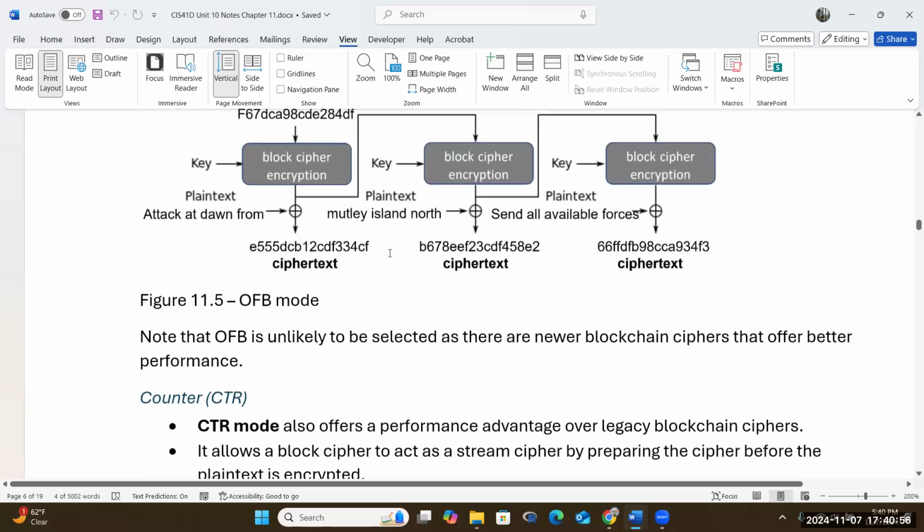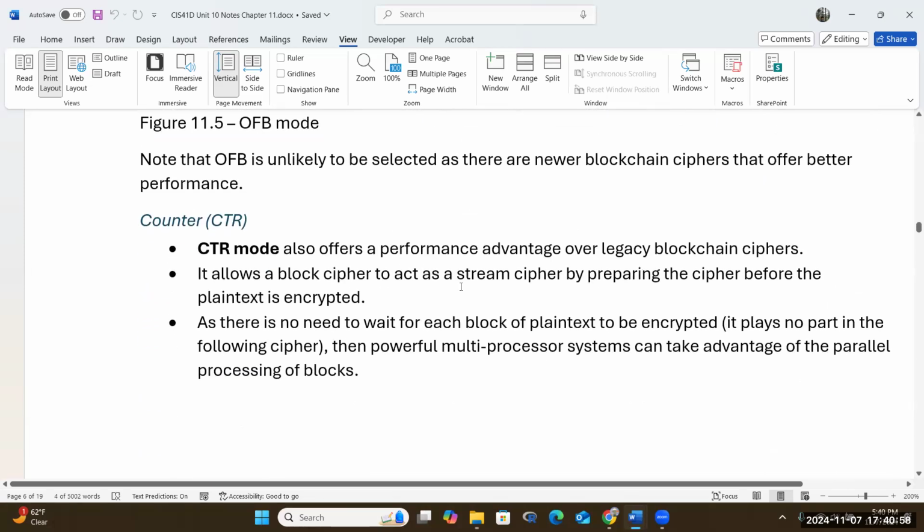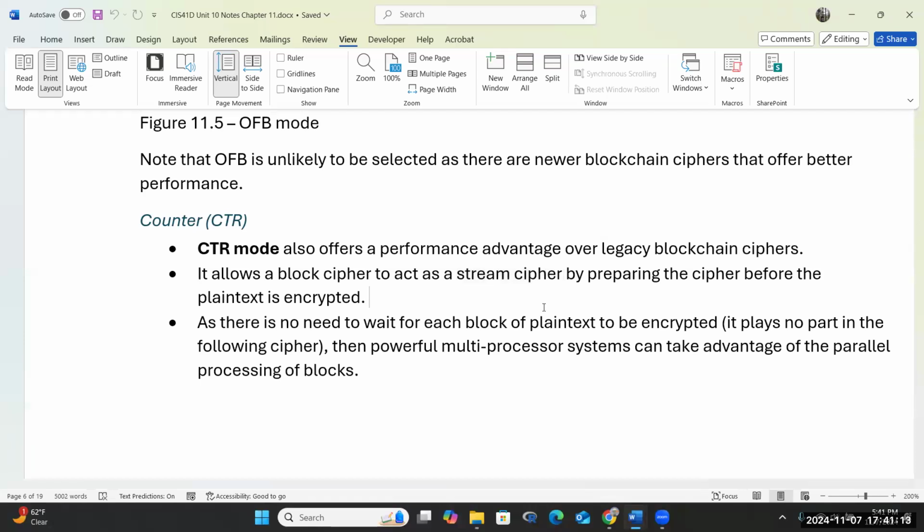So it's newer. And then your CTR mode, performance over block chain, yes, right? It's similar to what you see with OFB. It acts like a stream. So whenever you see stream cipher, that's fast. So anything that behaves like a stream cipher, that means it's going to be quick.